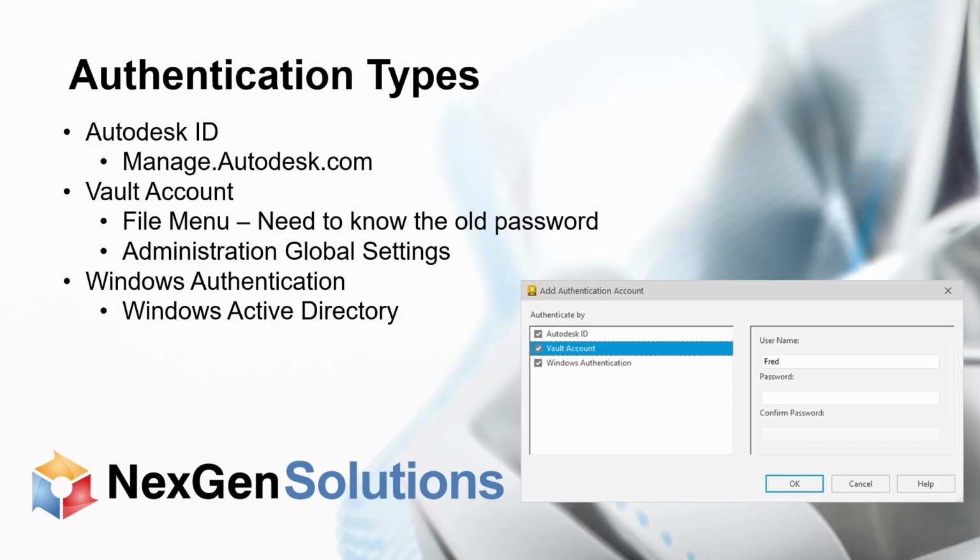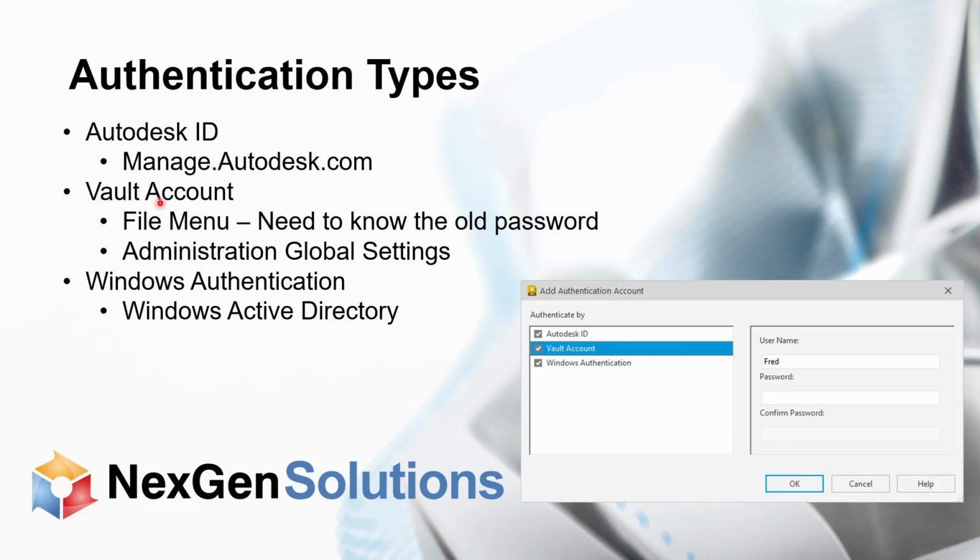So for example, starting from the top here, we have the Autodesk ID. A lot of companies love using that because they already log in with their Autodesk ID to get their Vault license. So why have a separate login to get into Vault? Just reuse what you already have. So if you did make that decision and all of your users are using their Autodesk IDs, then when you go to the manage.autodesk.com website, there under the profile, you can change your password.